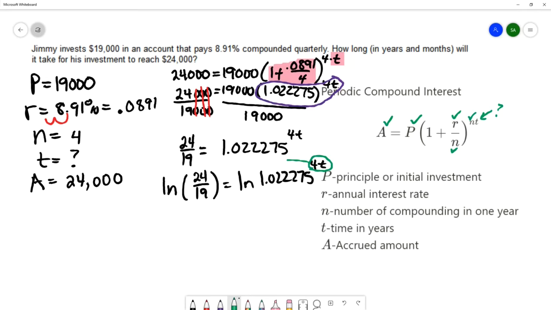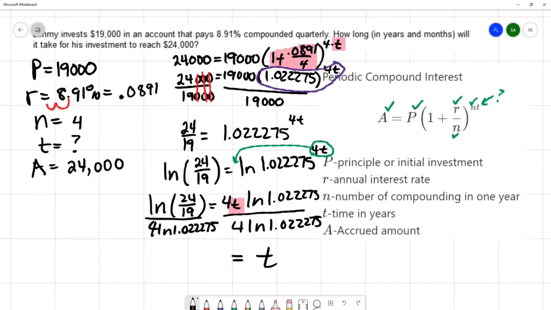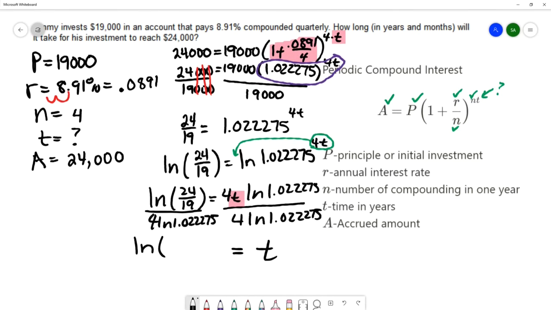And now that I've introduced the logarithm, I can use a property of the logarithms called the power rule, and it allows me to move that power into the coefficient. So that gives natural log of 24 over 19 equals 4t, natural log of 1.02275. And now I'm going to isolate t by dividing both sides by 4 natural log of 1.02275. So now we have our answer for time. Natural log of 24 over 19 divided by 4 natural log of 1.02275.